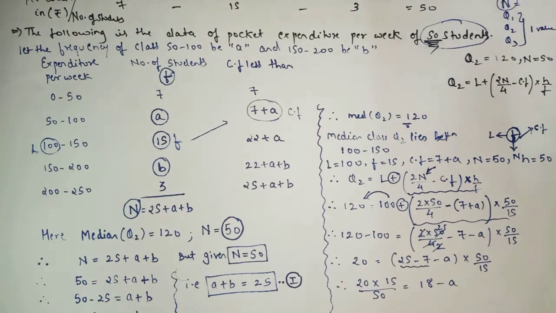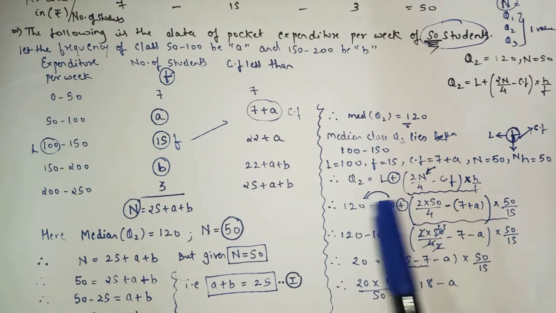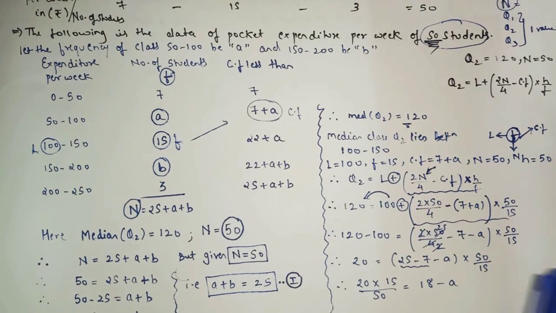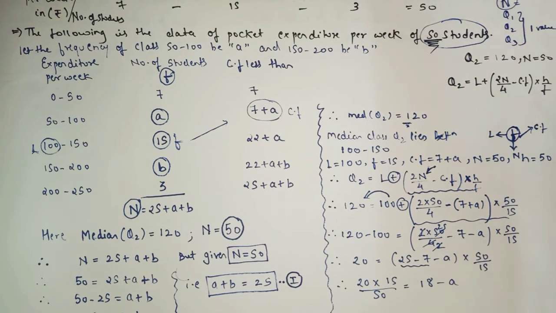Okay, so if you have any doubt, just watch the video 2-3 times. Okay, so your doubt will be clear. So what I did here in the first step, after replacing all the values, I shifted this 100 to the left hand side. Then this calculation part, cancellation, bracket open with this minus. So here we are left with 25 minus 7 minus a and multiply by 50 upon 15.